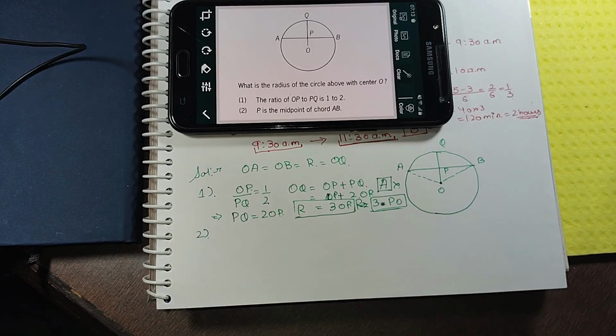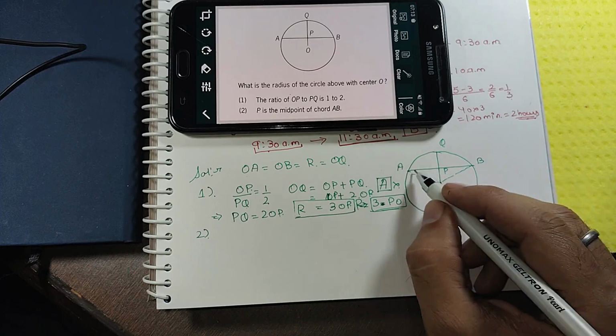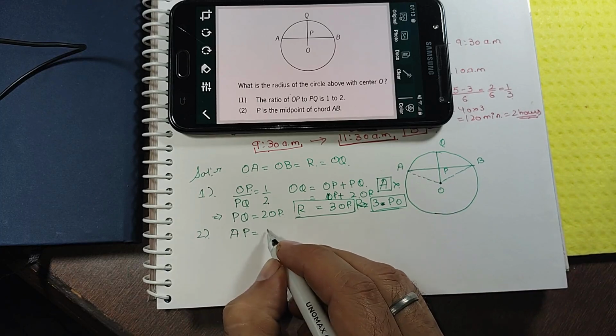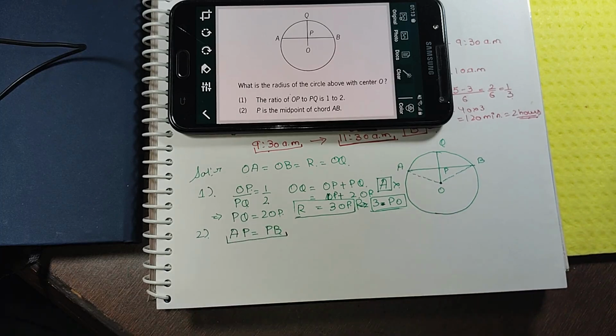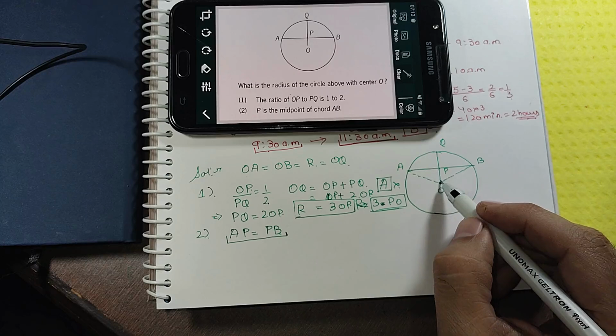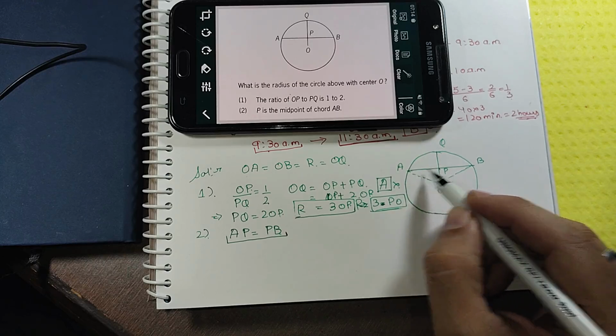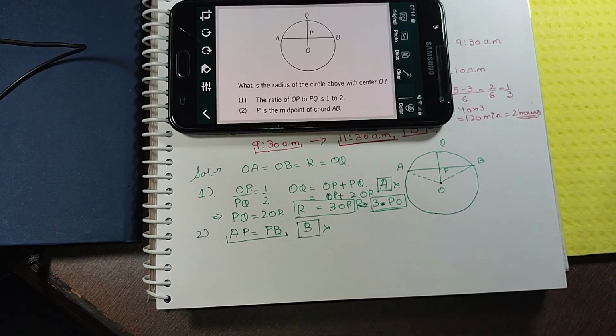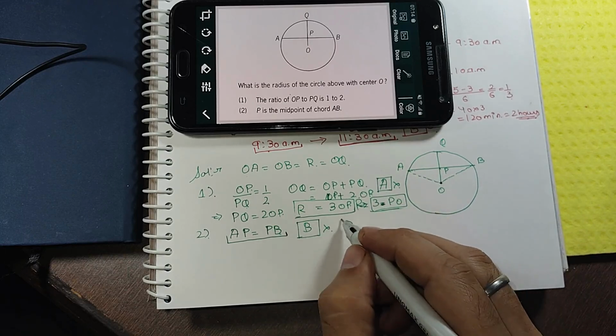P is the midpoint of the chord AB. Now P is the midpoint of chord AB, so this basically tells me that AP is equal to PB. With this information I can't calculate the radius, because OP basically bisects AB. So statement B is also not sufficient to answer my question. With this we can say that statement D is also not sufficient.